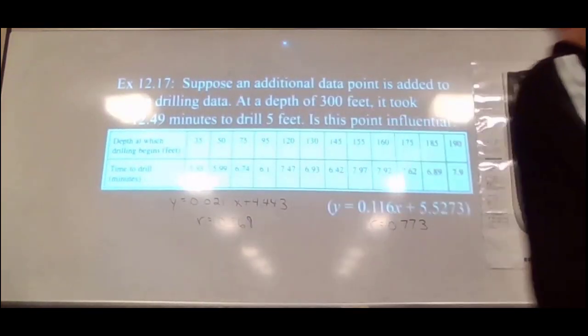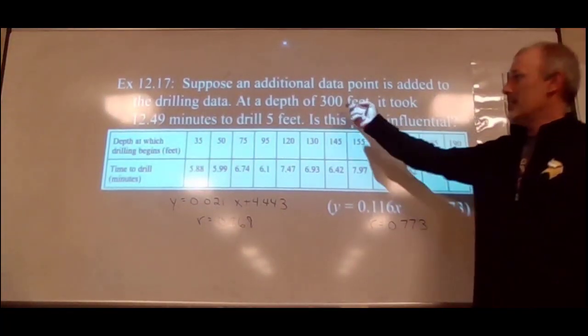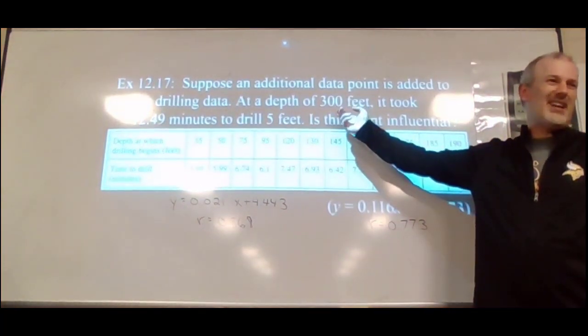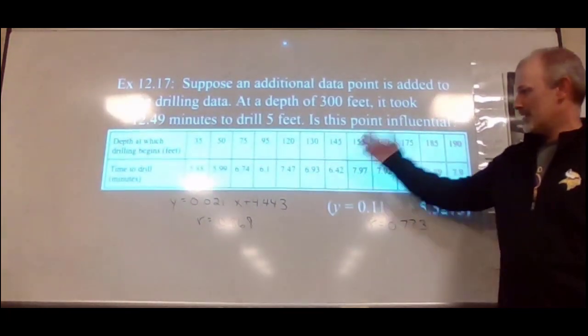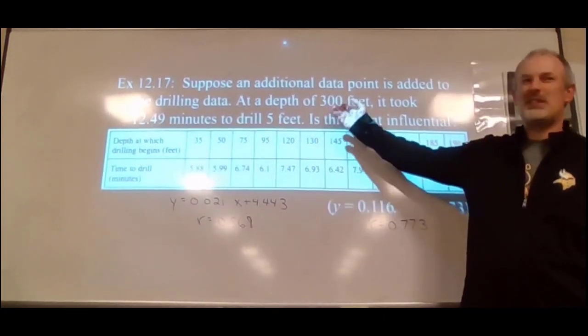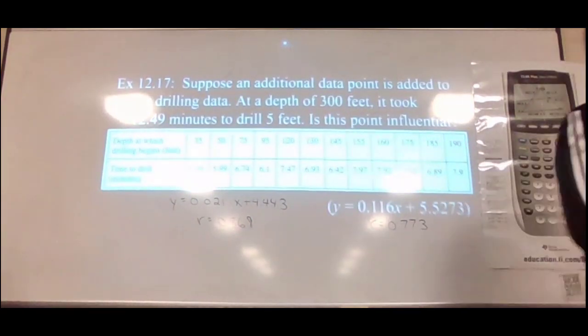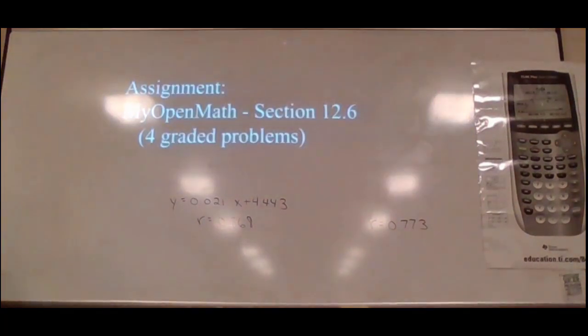Okay, so that's telling us that this point right here is an influential point. Probably or possibly even an outlier. We'd have to look at it to see. The fact that it makes this line fit better maybe tells us it's maybe not an outlier, but it definitely is influential. It's changing that line. Okay, and that's the end.